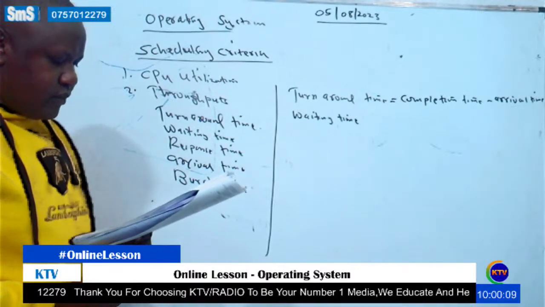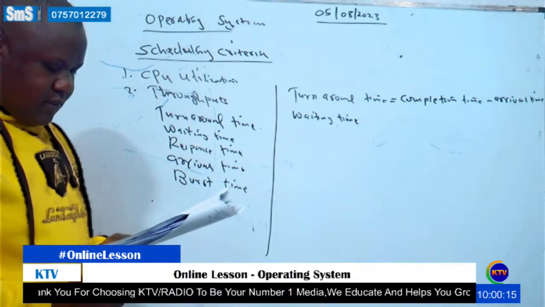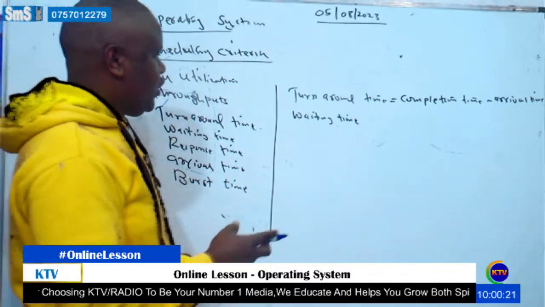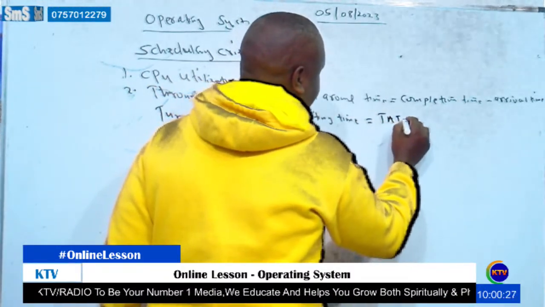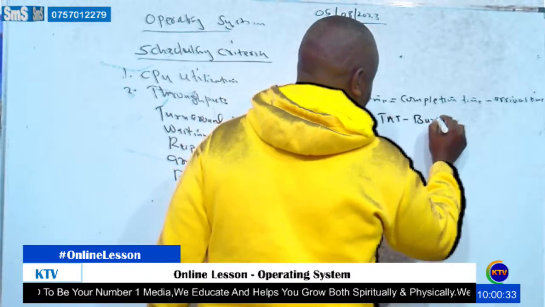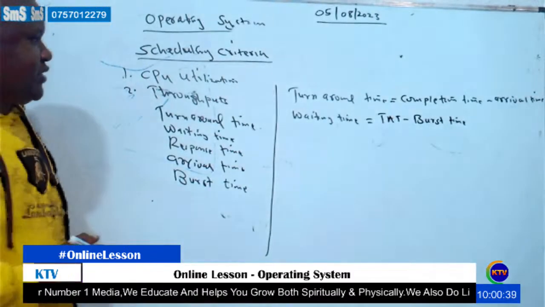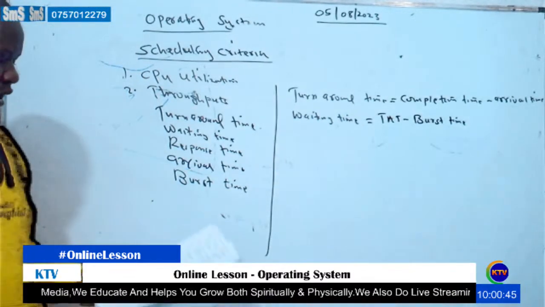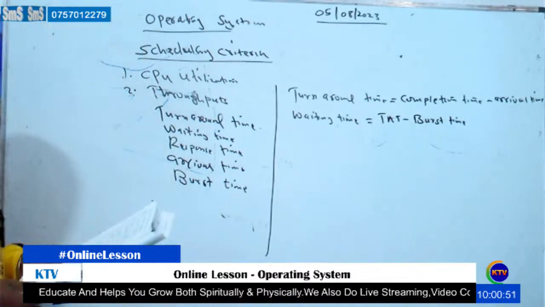the waiting time is the turnaround time minus the burst time. Waiting time is the difference between the turnaround time and the burst time. I want to believe that you have understood the difference between turnaround time and completion time. So now we want to look at what we call types of scheduling algorithms.